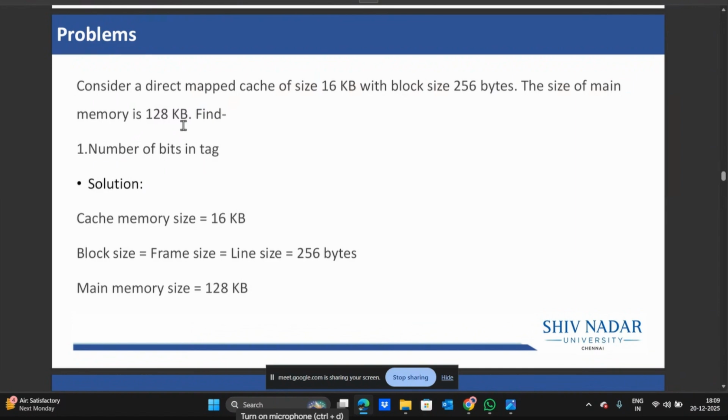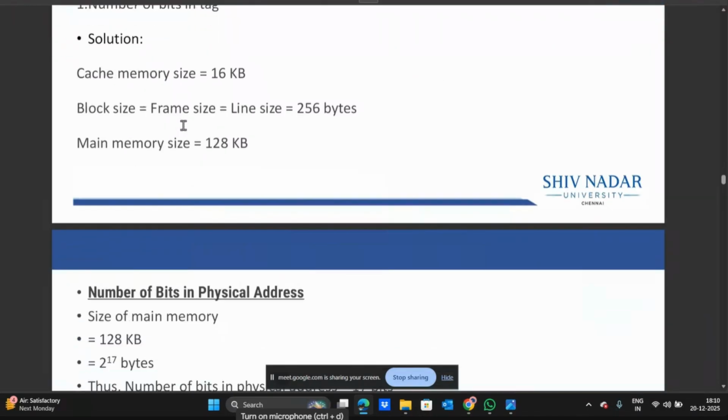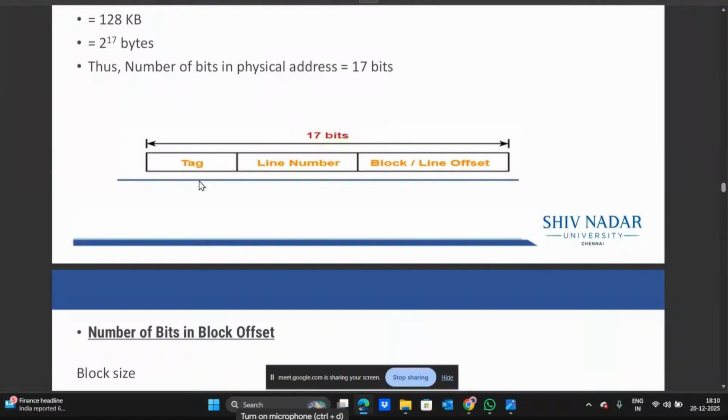So consider a direct map cache of 16 KB with block size 256 bytes. The size of the main memory is 128 KB. Find the number of bits in tag. To find the number of bits in tag, we technically have to find everything, because there is no hard and fast rule for finding the number of bits in tag, so you have to find all the others. For example, in direct mapping, the address is stored in this format: the tag, the line number, and the offset. So to find the tag, you need the line number and the offset.